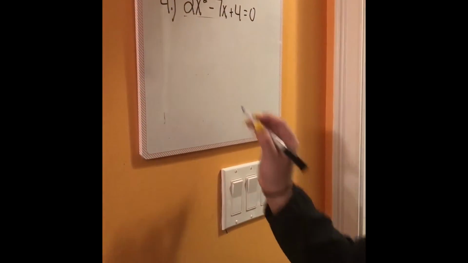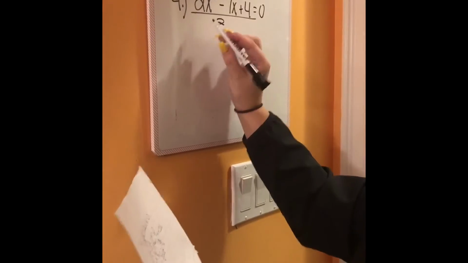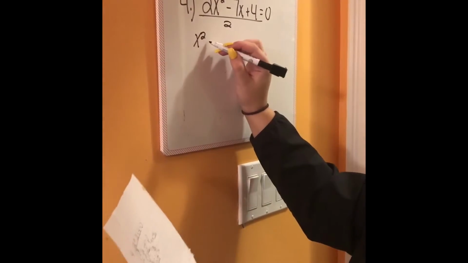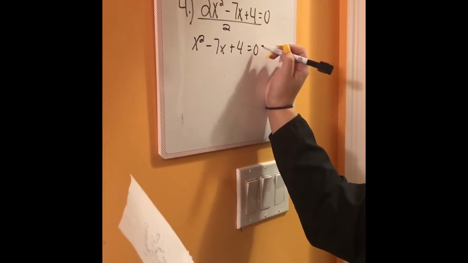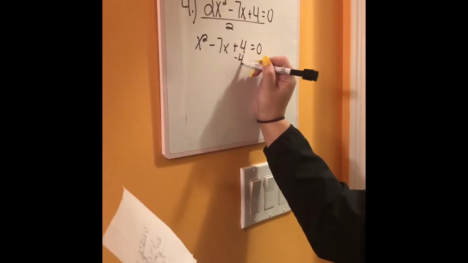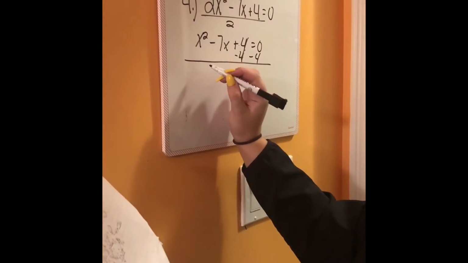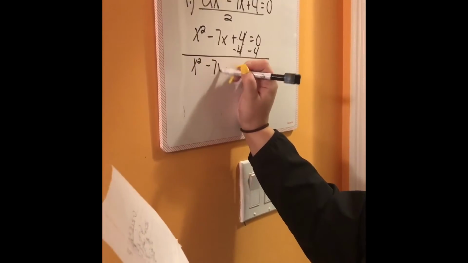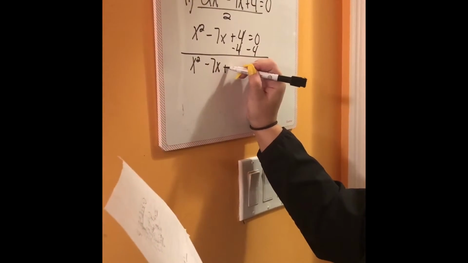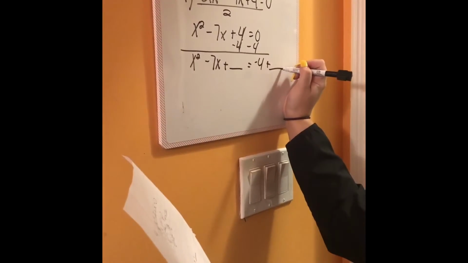Right, so the first thing we're going to do is divide 2 from the entire equation, which leaves you x plus 2 minus 7x plus 4 equals 0. Then we're going to subtract 4 from both sides, and then that leaves you with x squared minus 7x plus the blank equals negative 4 plus blank.